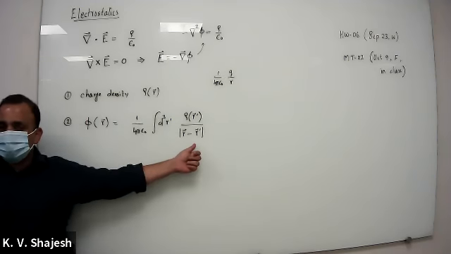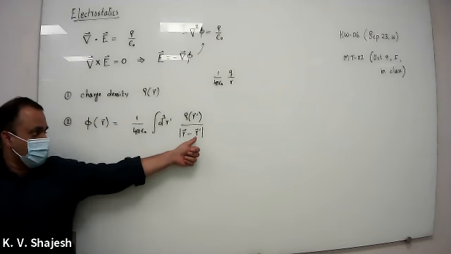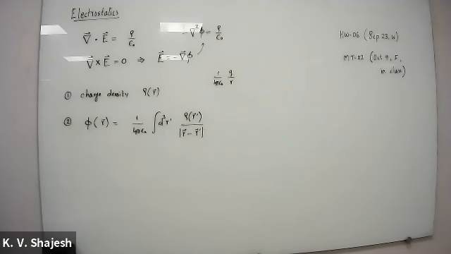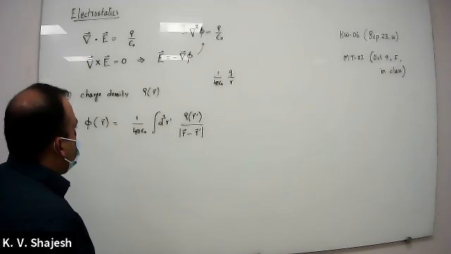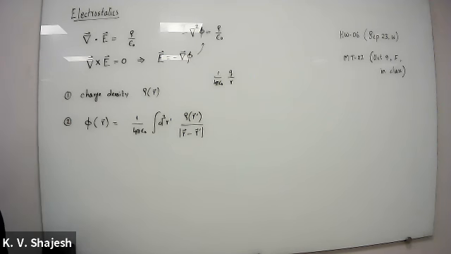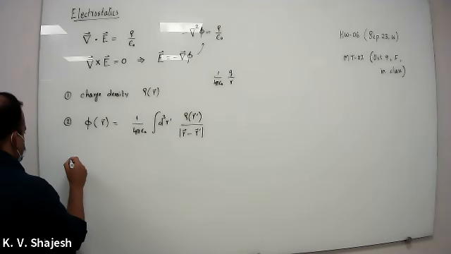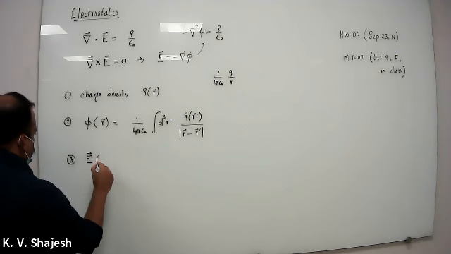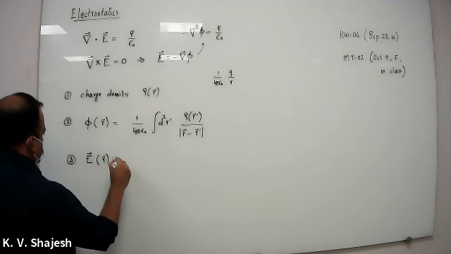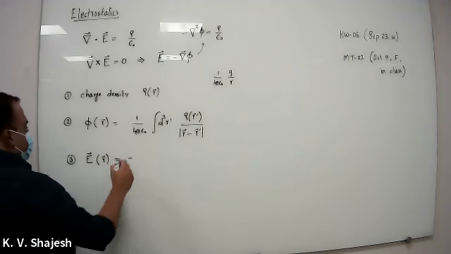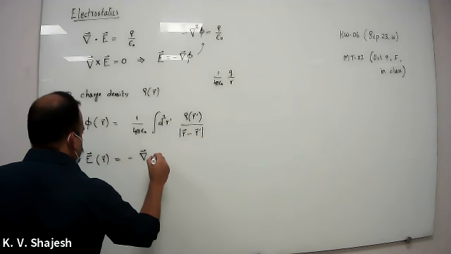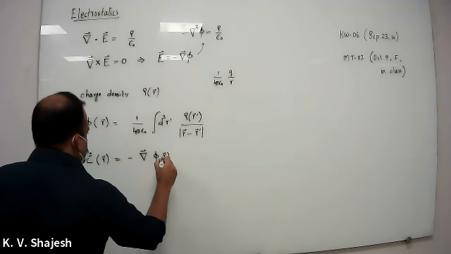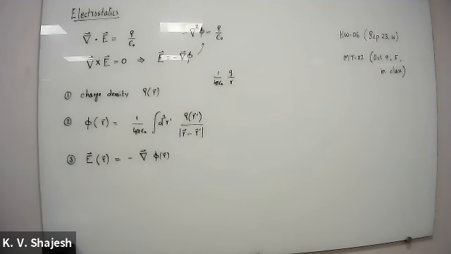There could be a lot of charges. R prime sets the position of the charge, and you sum over the positions of the charges, and you get the electric potential due to a distribution of charges. That's your process. And third, you get the electric field. Once you complete these integrals, you take the gradient of this expression and you get the electric field.